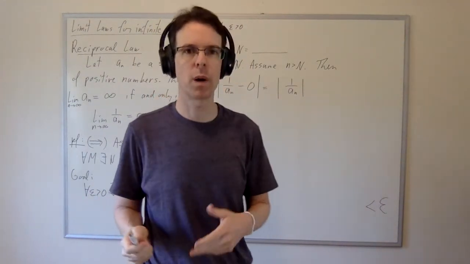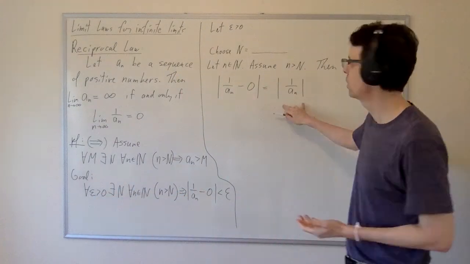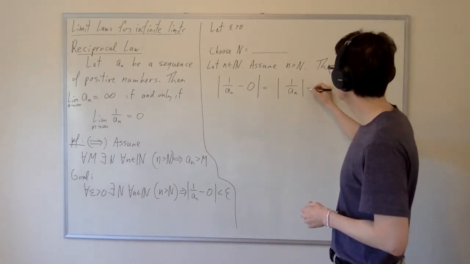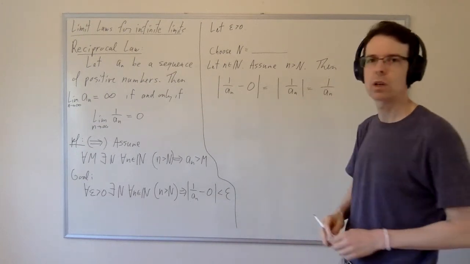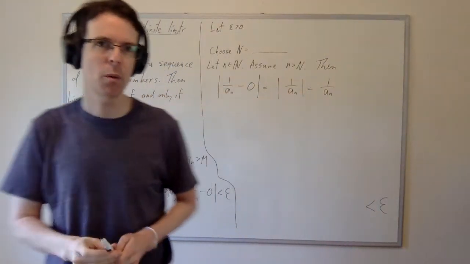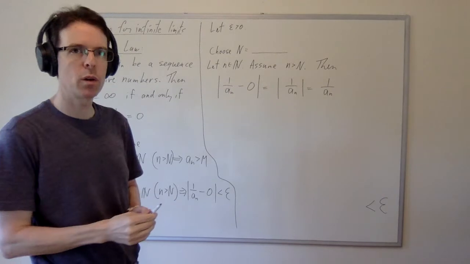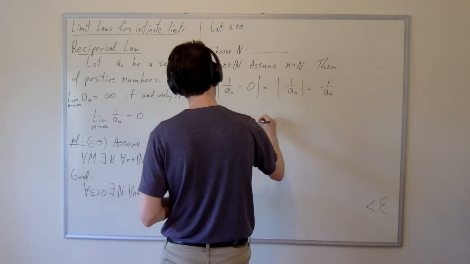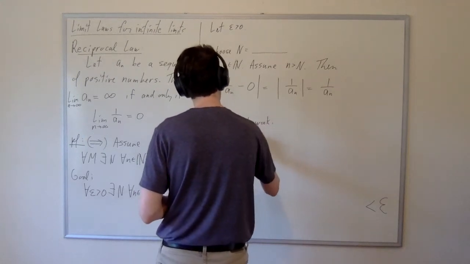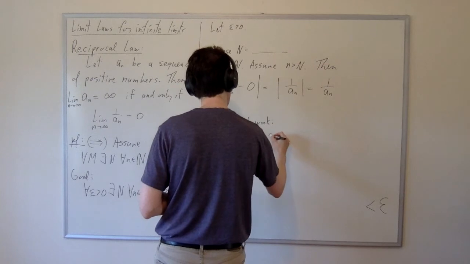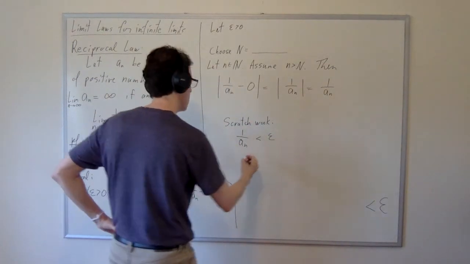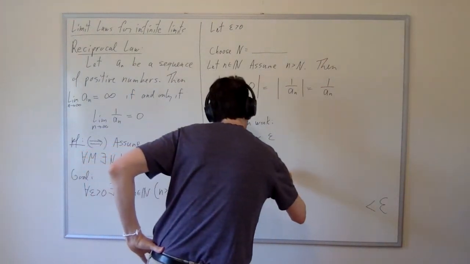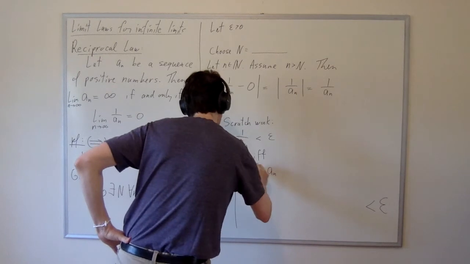So, who cares that it's positive? I already have the absolute value signs to get rid of that, but it matters because it gives me permission to completely discard the absolute value signs. So then I can simply discard the absolute value signs, and I can say 1 over a_n. Basically, I want 1 over a_n to be less than epsilon. Now, let's throw in a little bit of scratch work here. 1 over a_n is less than epsilon if and only if, multiply both sides by a_n and divide both sides by epsilon, a_n is greater than 1 over epsilon.